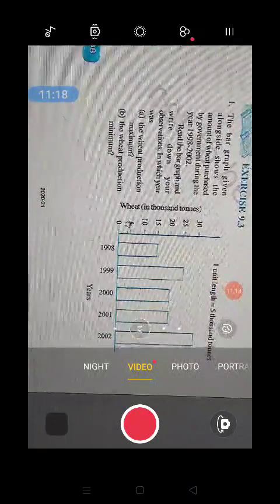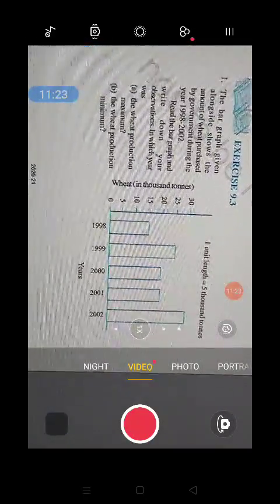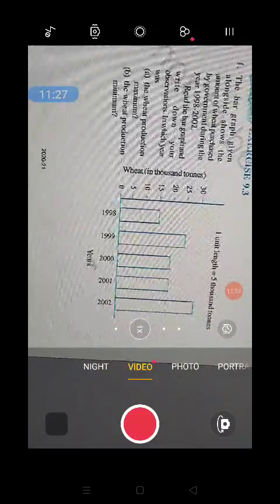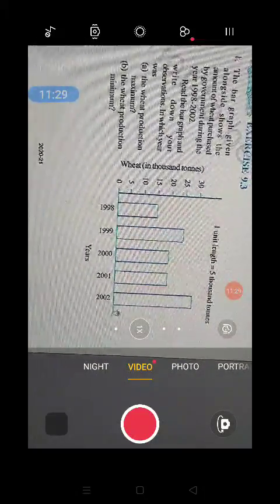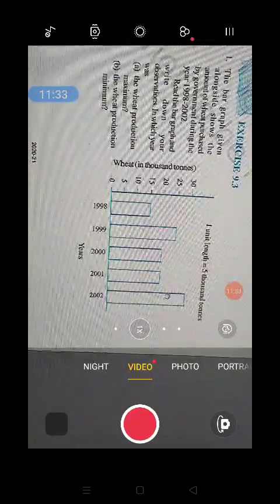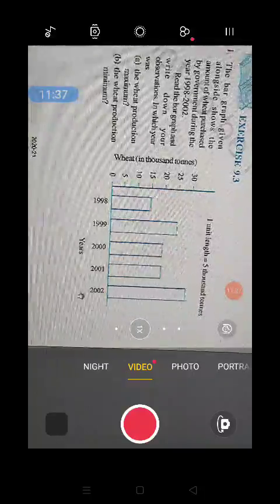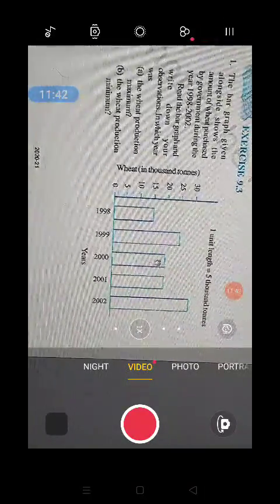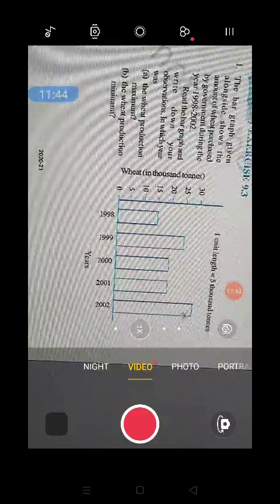This unit is 5,000 tons. From here another 5, and so on. Okay. Now the maximum wheat production is in which year? Where you are able to see the highest and the tallest building or the graph or the bar. Okay. So it is quite evident from the figure itself. It is in year 2002. You are seeing the longest graph here.